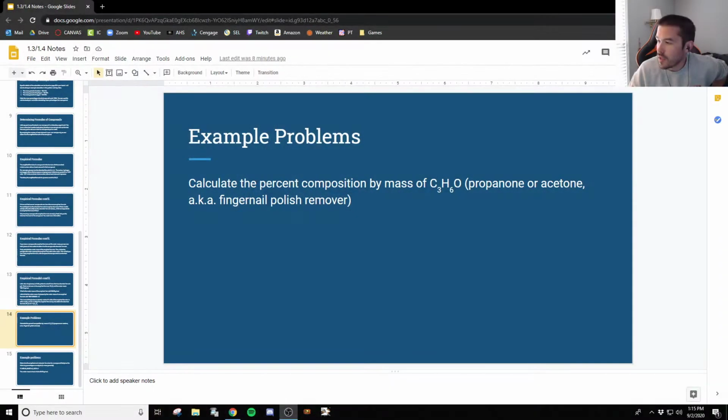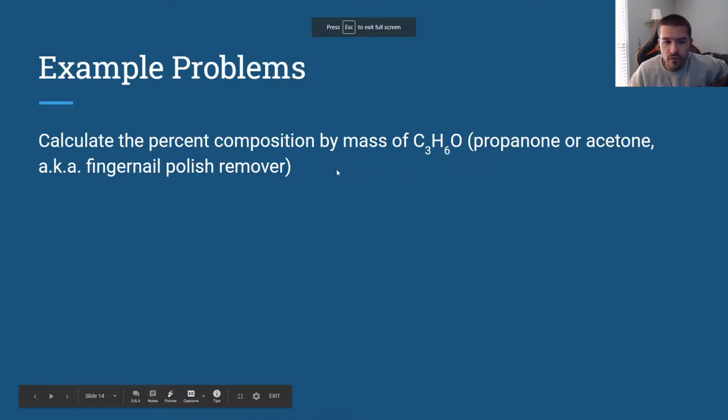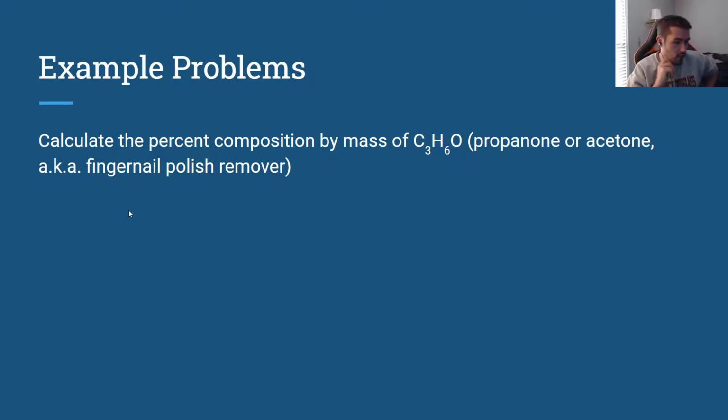So I have two example problems. The first one is just a simple mass percentages calculation. This one's going to be fairly straightforward, pretty easy. And the second one is, like I mentioned before, determining an empirical formula given some data. This one's going to be a little bit more, I wouldn't say tougher, but just a little bit more involved. Okay, so let's get started on the first one.